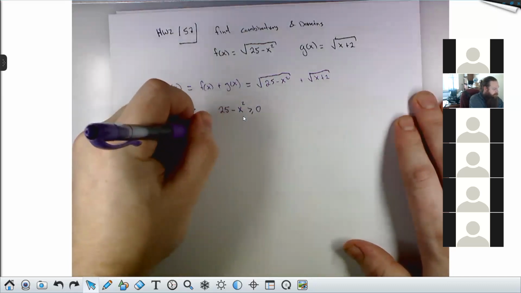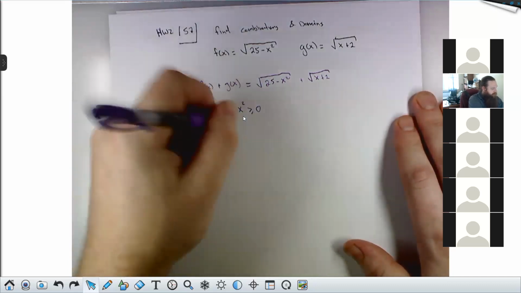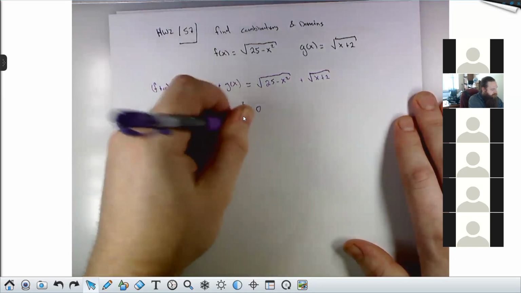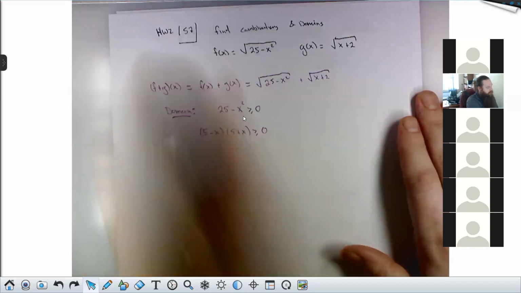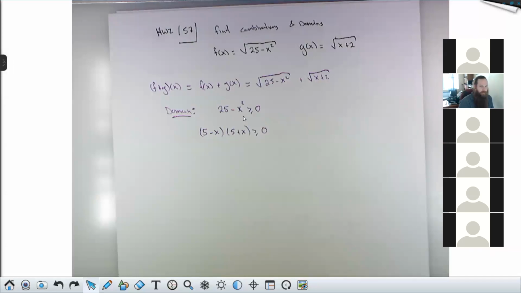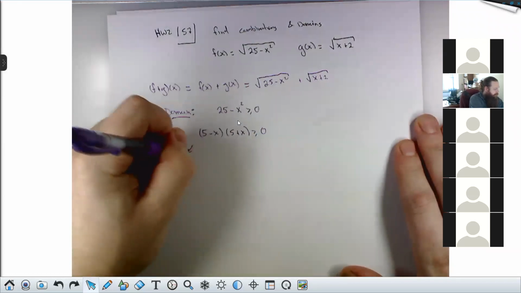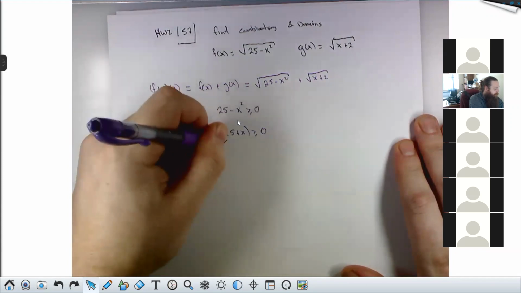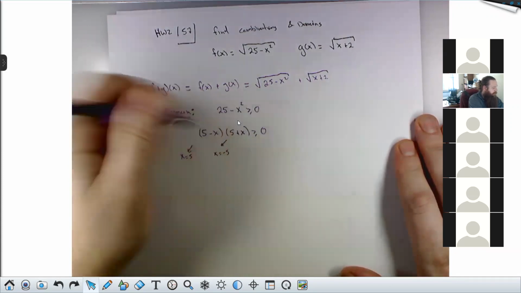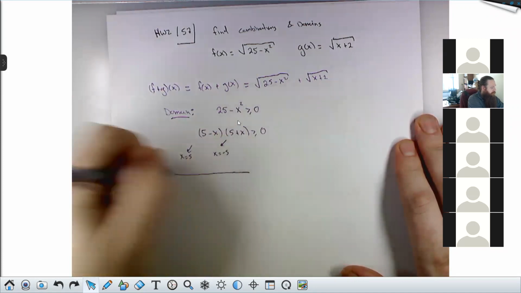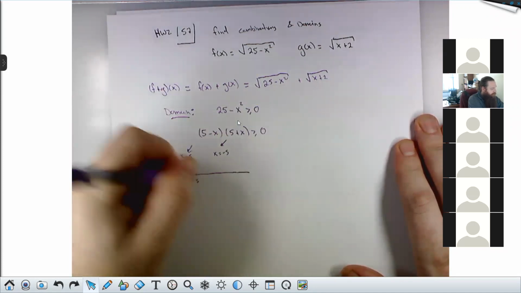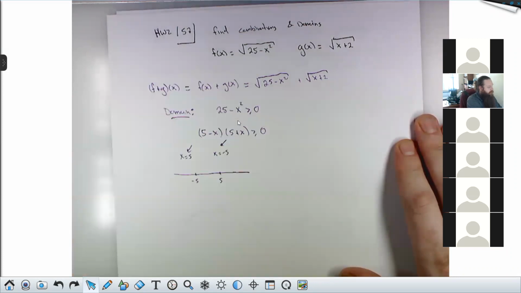We factor this as 5 minus x times 5 plus x, and it's greater than or equal to 0, still there. After we've factored, we figure out where these things are equal to 0, and we make a sign chart or a number line. So from this piece, I get x equals 5. From this piece, I get x equals minus 5. And I make a number line. I'll put minus 5 here, 5 here.